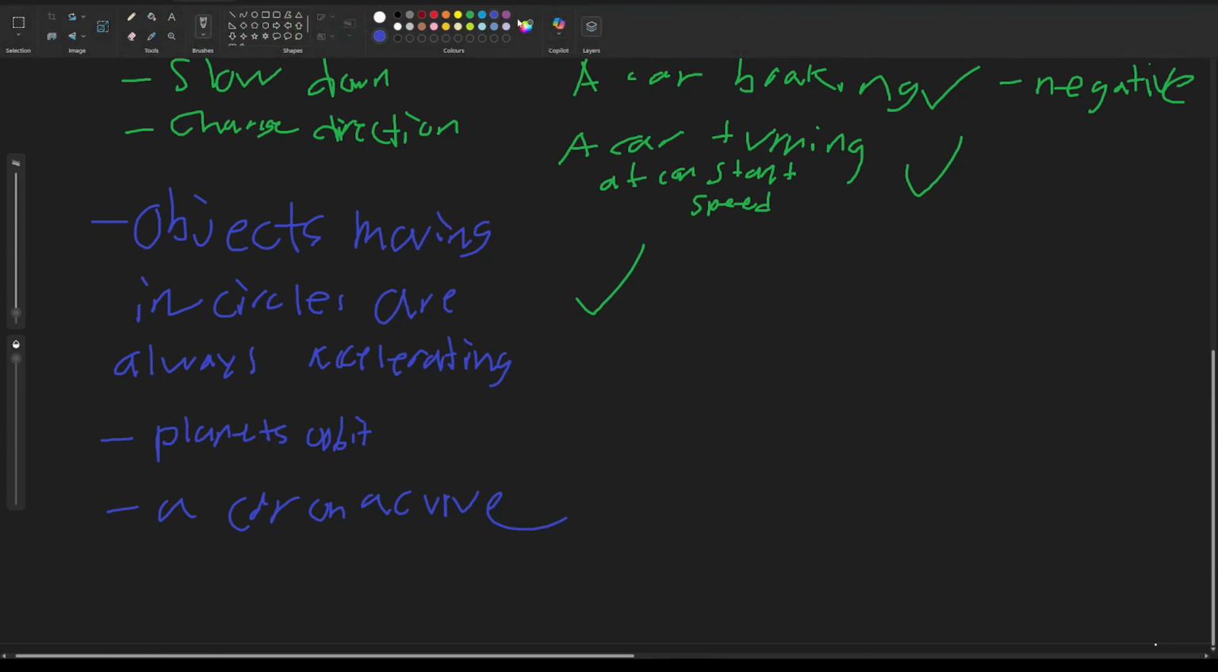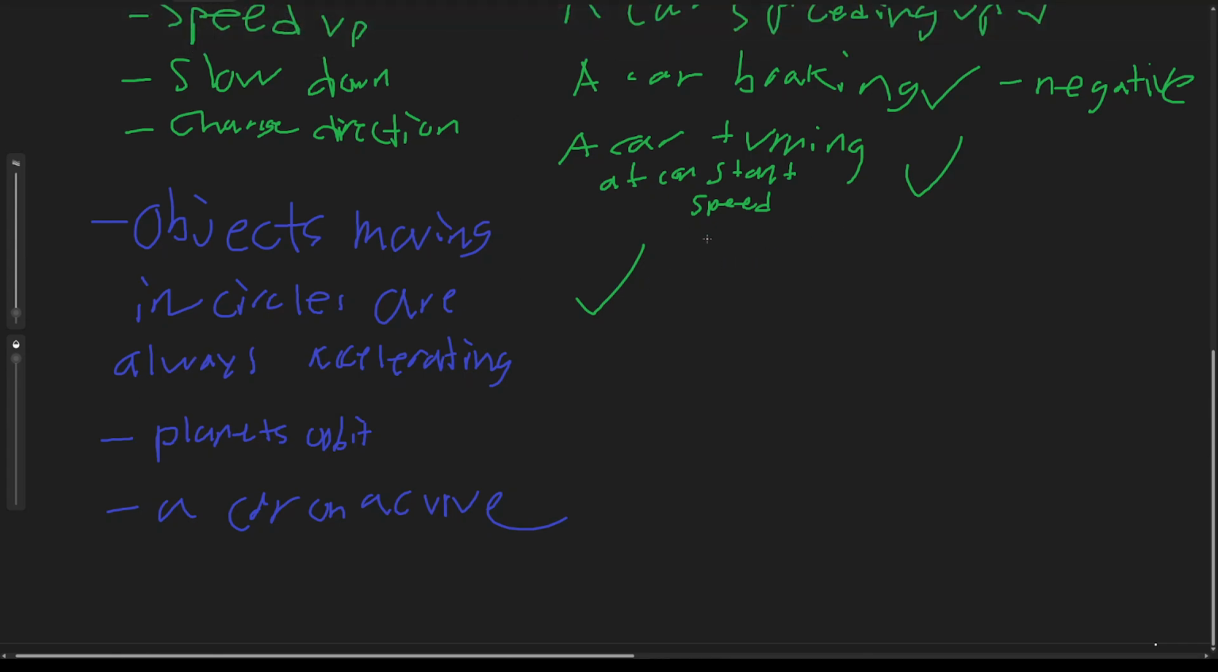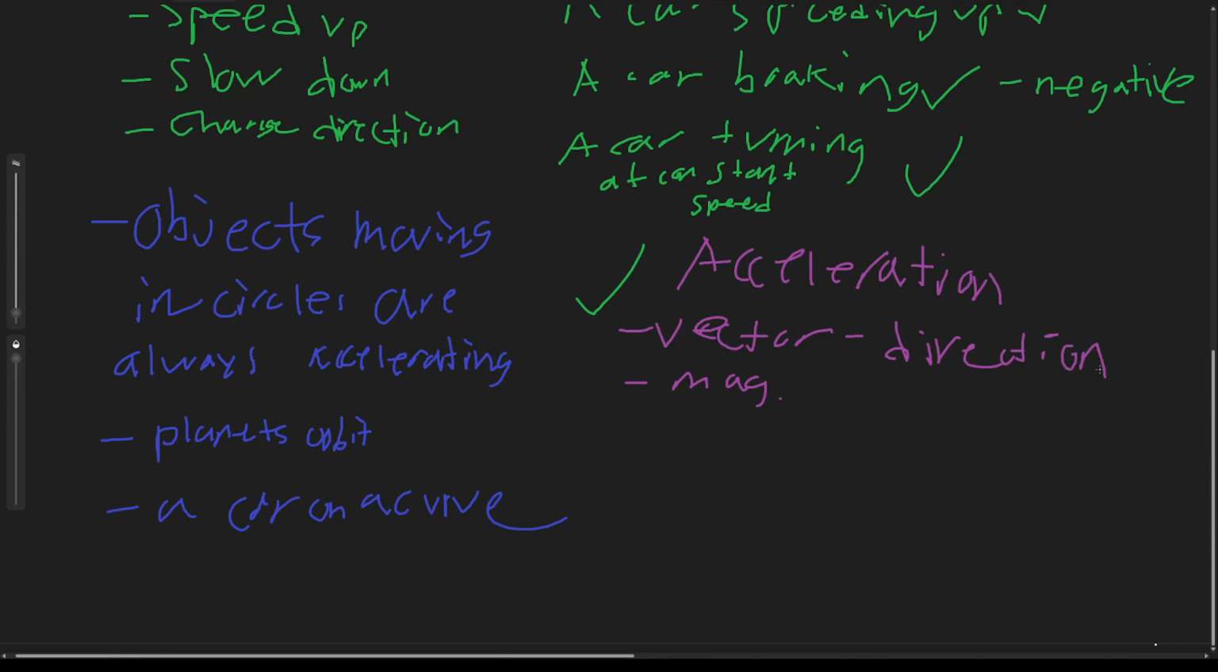Another notable thing, acceleration is also a vector quantity because it has, of course, magnitude and direction. Obviously, because it has velocity included in it, right?